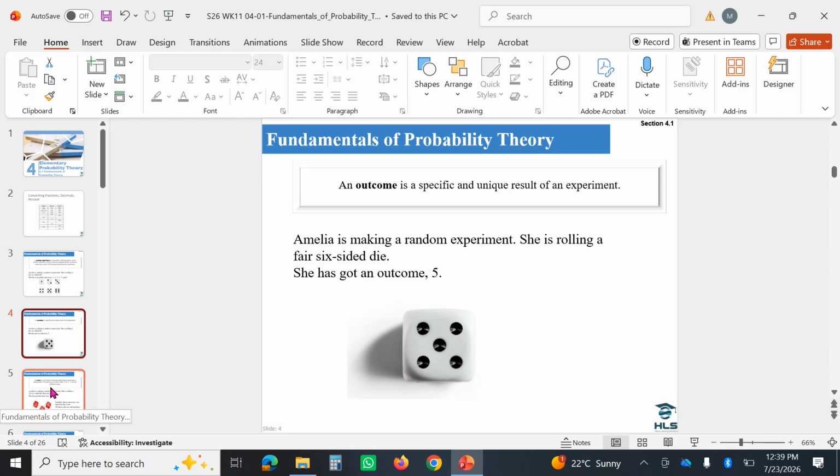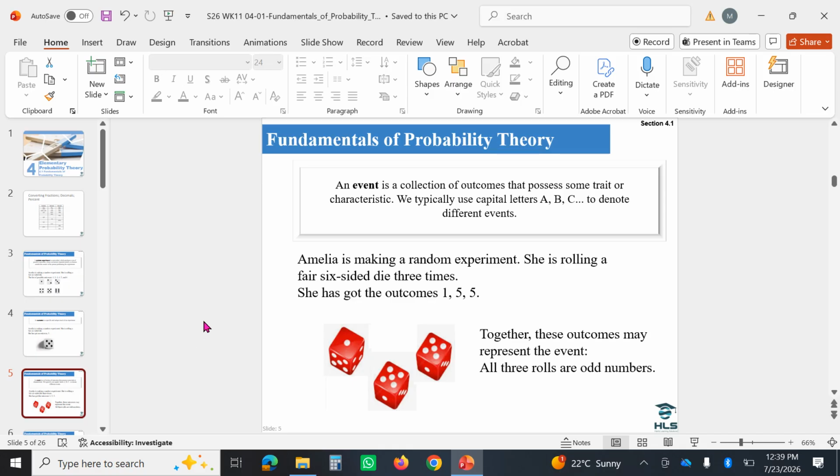Heavy-duty science here. An event is a collection of outcomes that possess some trait or characteristic. We typically use capital letters A, B, C to denote different events. In the PowerPoint, you will see P(A), the probability of event A happening. Sometimes you will see P(E), the probability of an event. You'll see both of these.